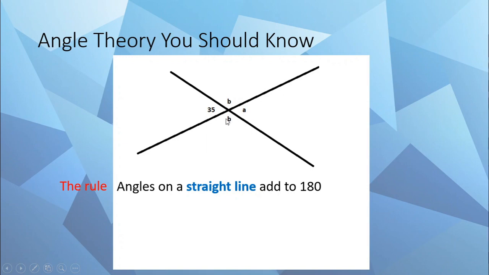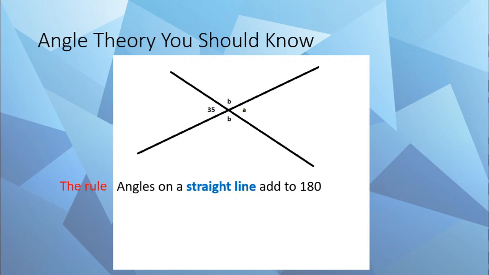Or if you're trying to figure out what this B is, it also lies on this straight line with 35. So those two angles add to 180. Doesn't matter which one you work out first, but B with the 35 should make 180, or this B with the 35 should make 180. Don't over confuse it by saying all of those points need to add to 360. That's true, but let's keep things simple.